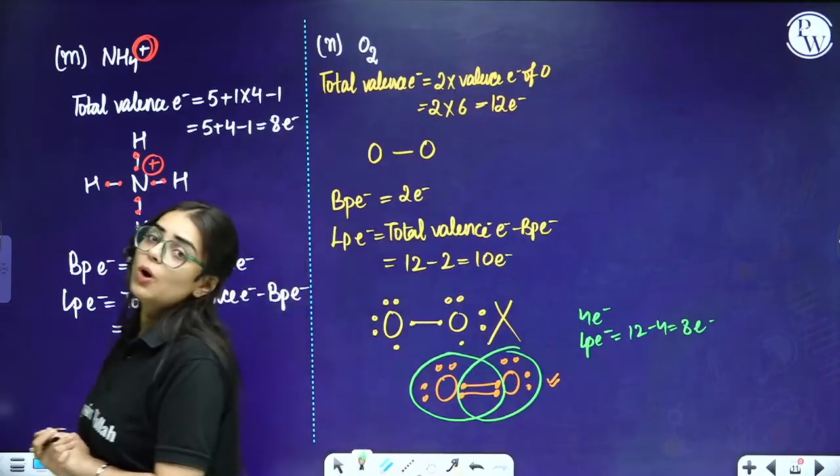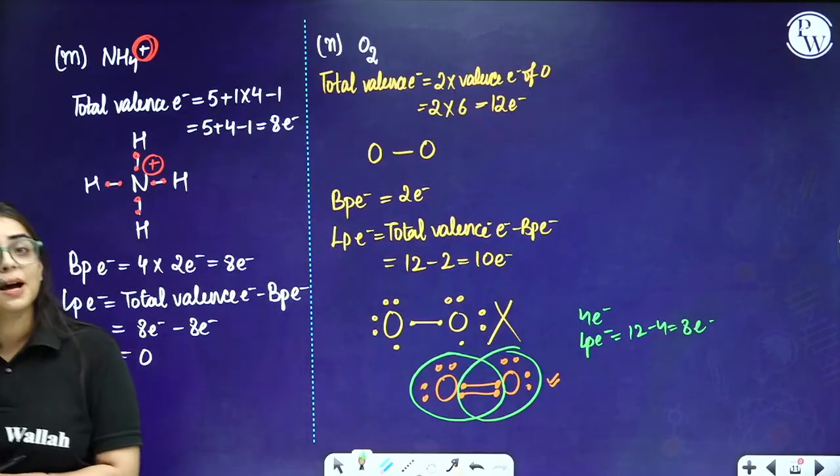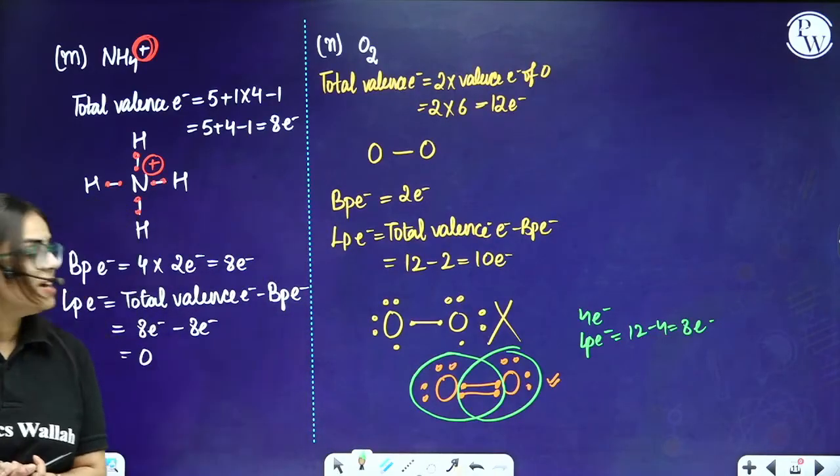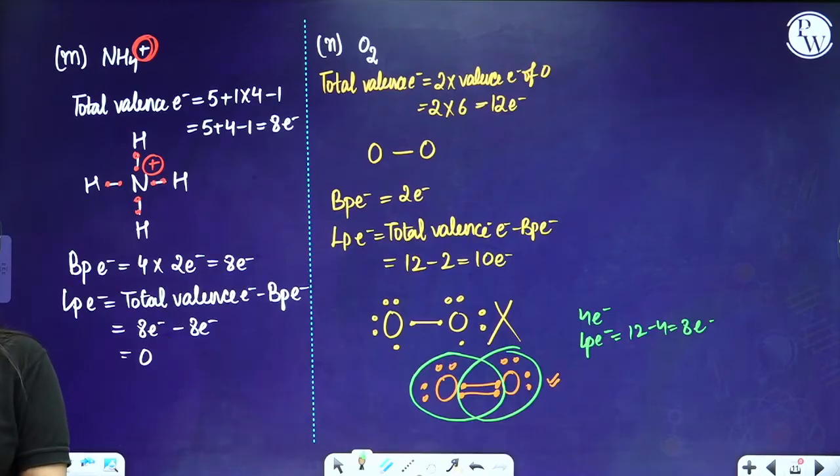So in this way, you know how a single bond is created and how a double bond is created. Yes, students, everybody write this down. Done? Shall I move on to the next case?